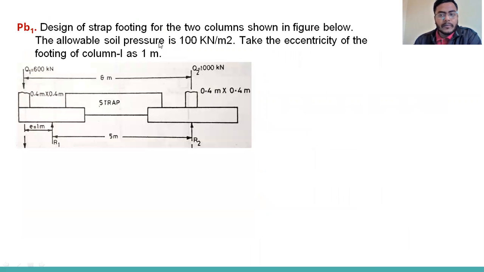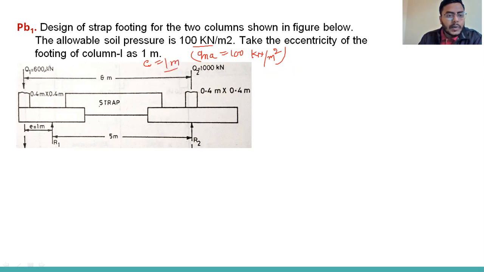So now I'm going to solve, discuss one design of a strap footing. Design of a strap footing for the two columns shown in the figure. The allowable soil pressure QNA is given as 100 kilonewton per meter square. Okay, E is given. Take the eccentricity of the footing, that is 1 meter.